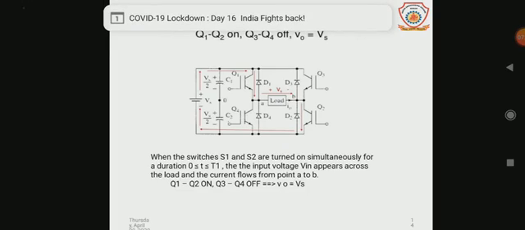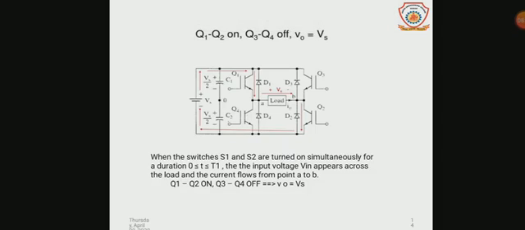In the case of single phase full bridge inverter, we have 2 conditions. In the first condition, the transistors Q1 and Q2 are turned on and transistors Q3 and Q4 are turned off for the time period 0 to T by 2. In this case, switches S1 and S2 are closed and switches S3 and S4 are open. So the direction of current is shown by the red arrows and the output voltage that appears across the load will be plus Vs.